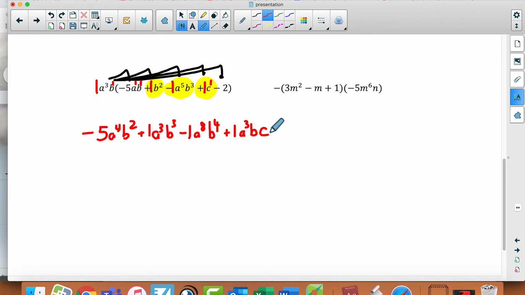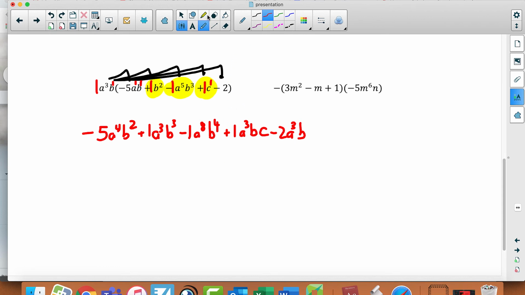So then you have a c here. And finally, we're on to the last one, this negative 2. So 1 times negative 2 is negative 2. And then there's nothing else over here, so we can just rewrite the a cubed and the b1. Okay, great answer, right? There's nothing wrong with it. I'd give you full marks.